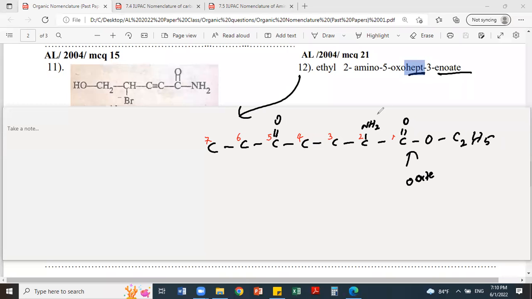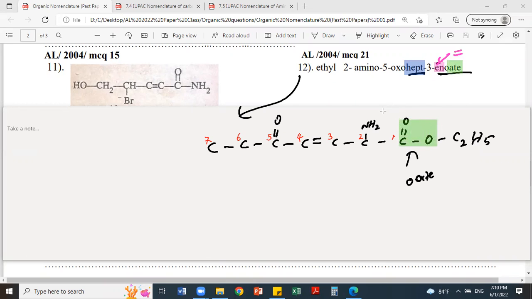Then what else? The 3rd carbon, you have a double bond. 3-en means there's a double bond here. Can you see? 3-en, that is "en" because of the double bond. Oate means the ester group. So this is the ester group. If you want to highlight that with green, oate means ester group, C double bond O group.